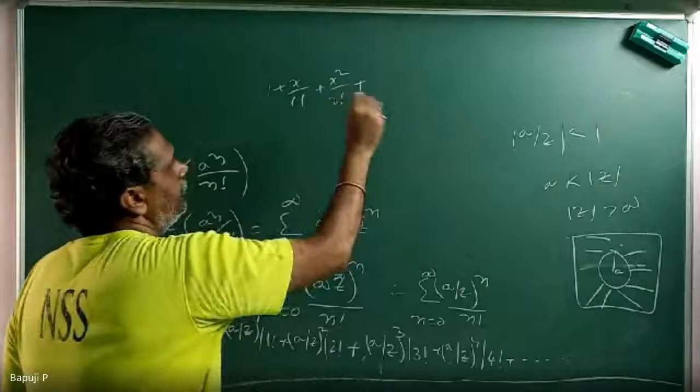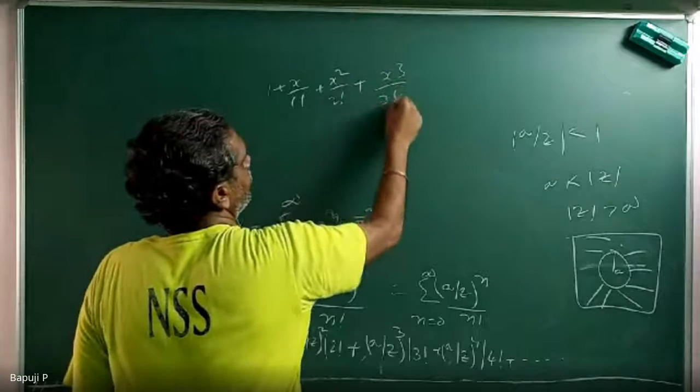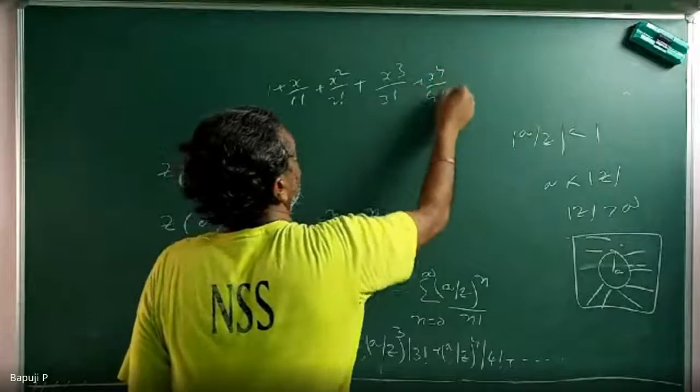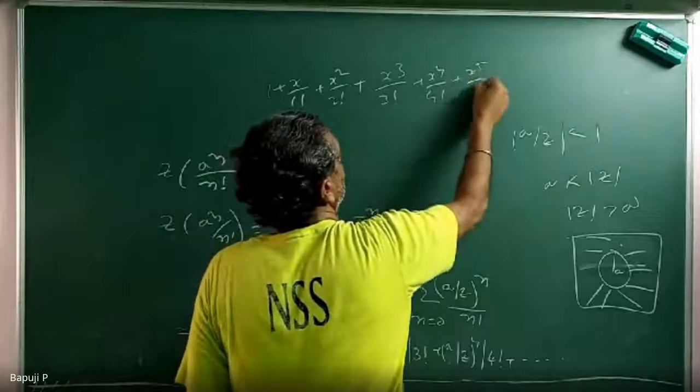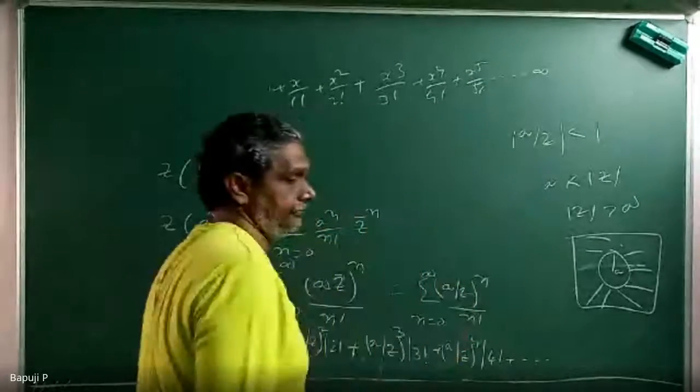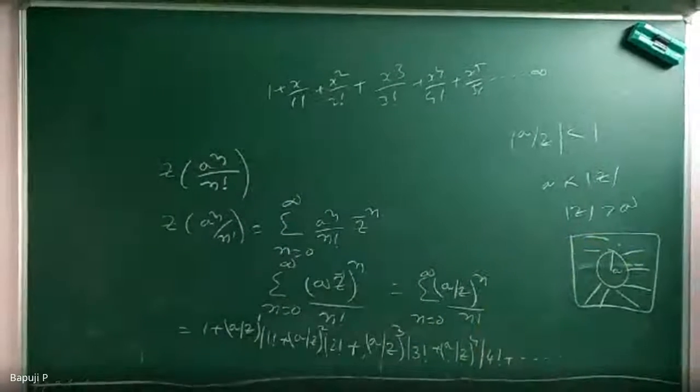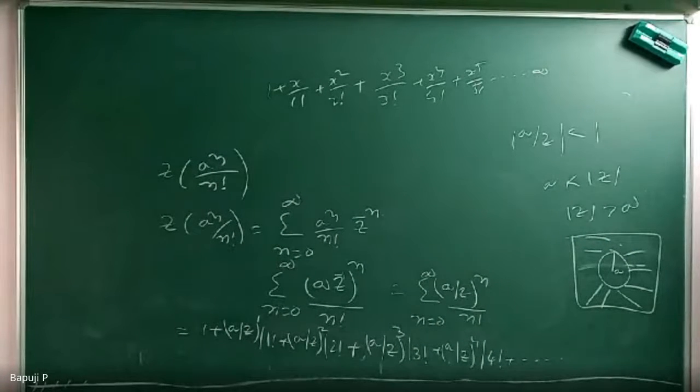Two factorial or factorial 2, both are same. What is this formula? Any idea? 1 plus x by 1 factorial, x square by 2 factorial, x cube by 3 factorial, x power 4 by 4 factorial, and so on. What is that? Who is that fellow? E power x. Very good.